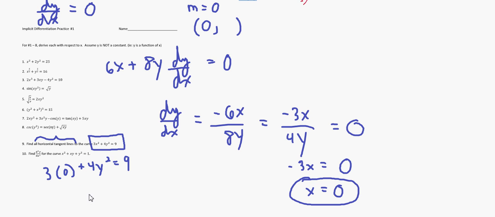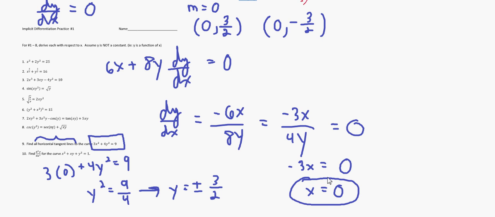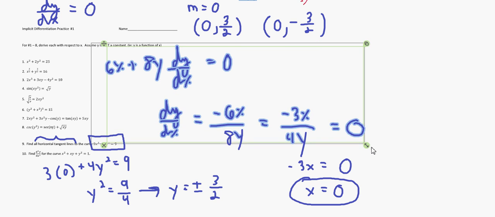So 3 times 0 goes away. y squared equals 9 over 4, which is the same thing as y is either positive or negative the square root of that, which is just 3 over 2. Meaning when x is 0, there are 2 points there. One at (0, 3/2), one at (0, negative 3/2). So we're going to have 2 tangent lines that are horizontal. Because if x is 0, the tangent lines are horizontal, and there are 2 points where x is 0. No big deal. We got this.